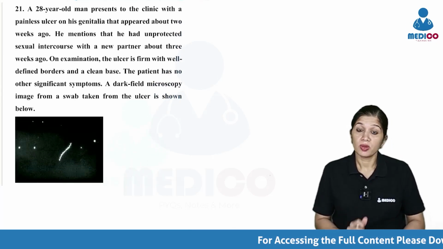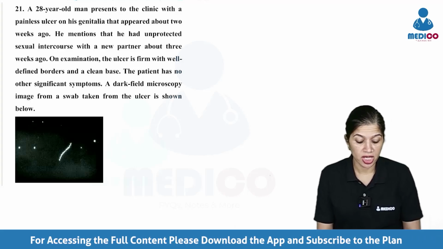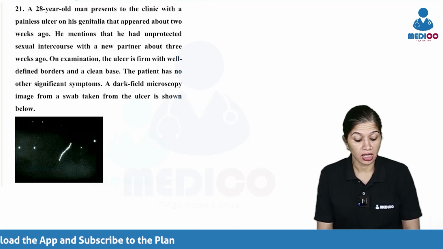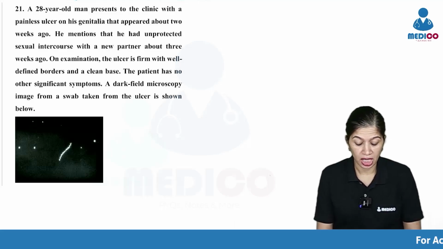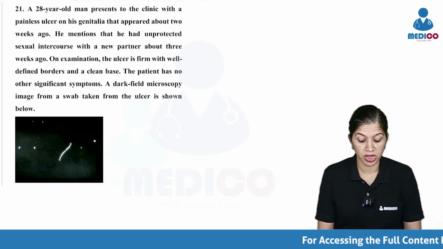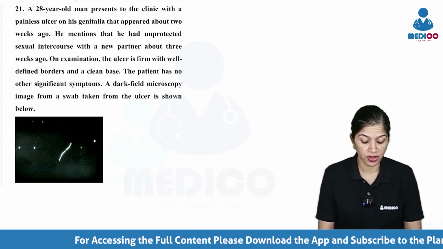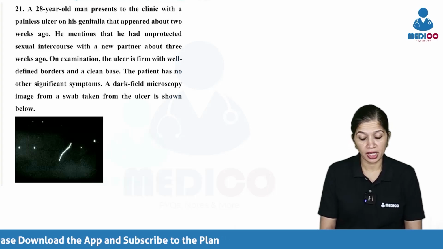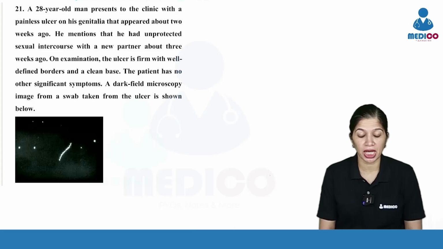Next question. A 28-year-old man presents to the clinic with a painless ulcer on his genitalia that appeared about 2 weeks ago. He mentioned that he had unprotected sexual intercourse with a new partner about 3 weeks ago. On examination, the ulcer is firm with well-defined borders and a clean base. The patient has no other significant symptoms. A dark field microscopic image from a swab taken from the ulcer is shown below. And you get to see something there that looks like a spring, isn't it?